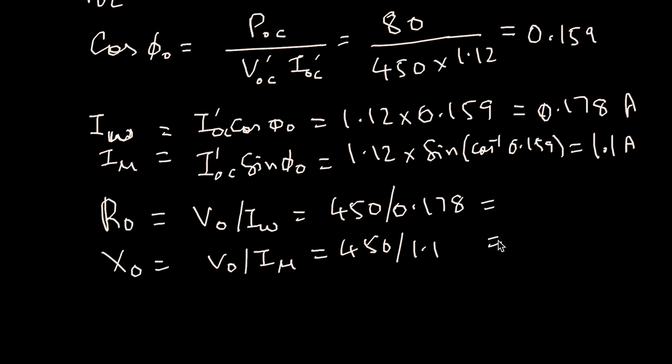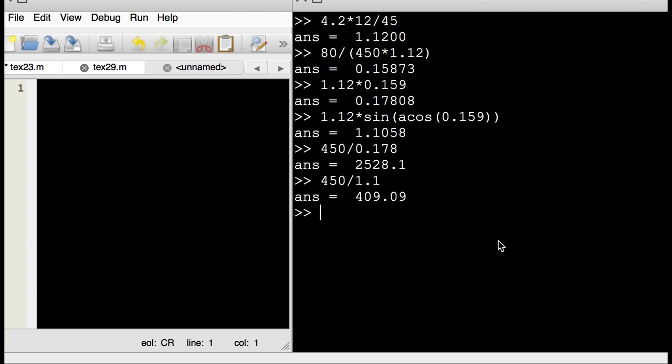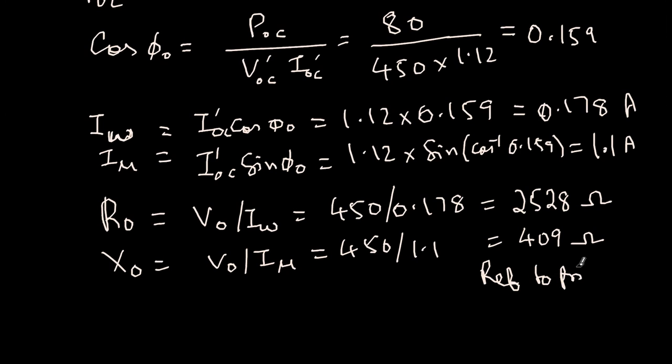So let's do this. 450 divided by 0.178 and 450 divided by 1.1. I'm getting 2528 and 409. So let me write that: 2528 ohms and 409 ohms. These are all referred to primary. So that's good. Now let's look at the short circuit data.